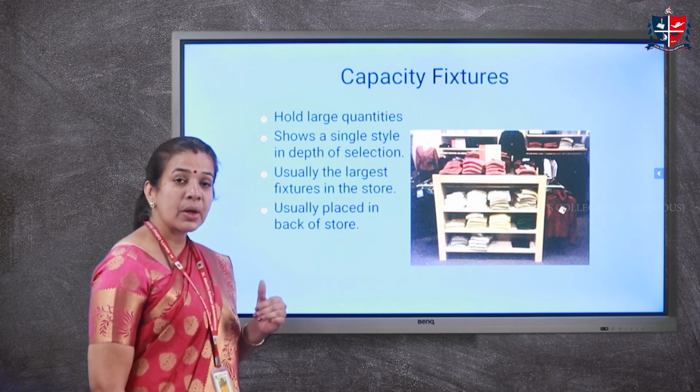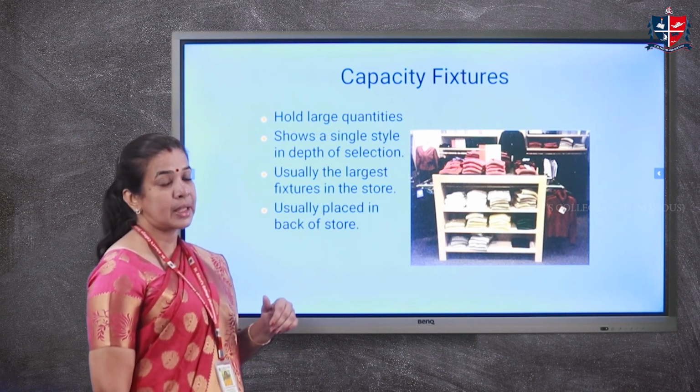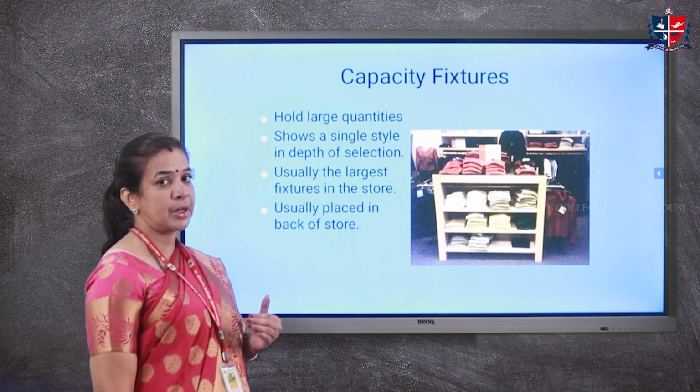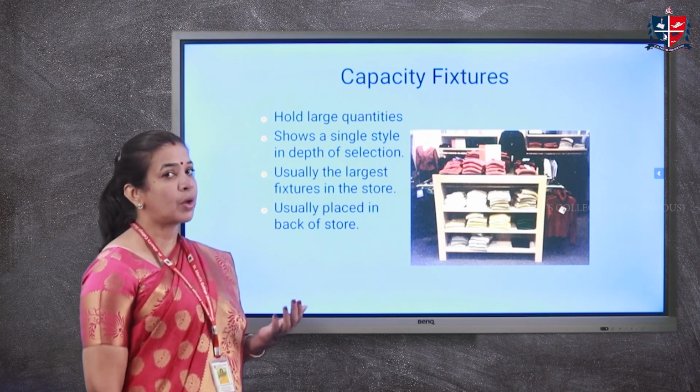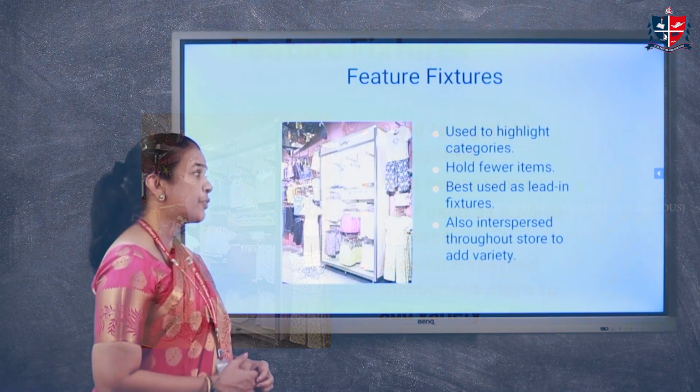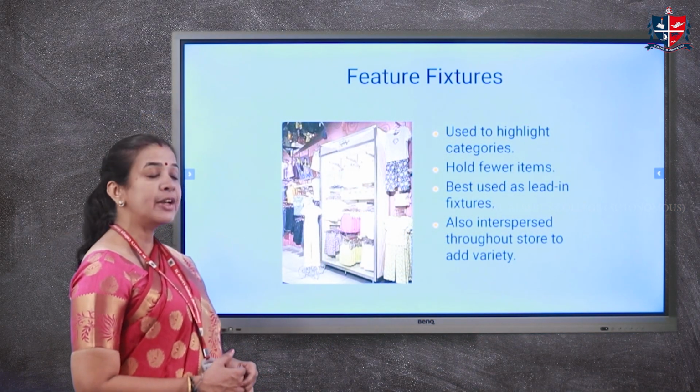So you want your customers to walk through other things and experience that, and maybe for a mix and match option or for complementing whatever they have bought, they pick up stuff from here. Feature fixtures are used to highlight categories. You can see it as depicted over here. It holds fewer items and is best used as lead-in fixtures.